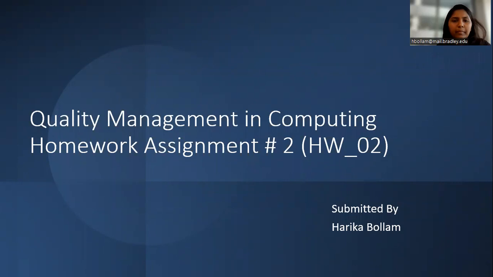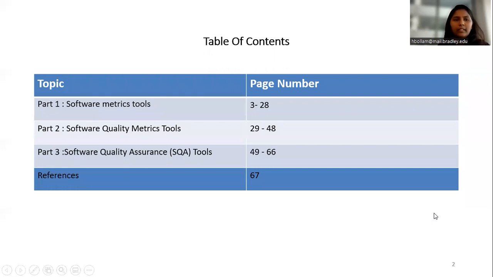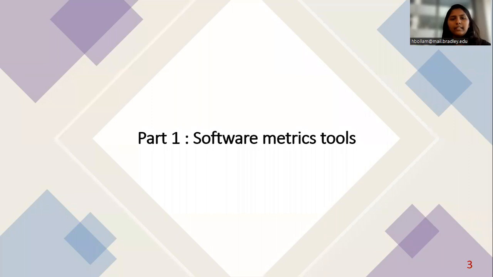Today, I'm here to explain my homework assignment 2 in the quality management in computing subject. This is the table of contents that I'm going to discuss for this assignment. There are mainly three parts: software metric tools, software quality metric tools, and software quality assurance tools, with the reference links of all these parts. Let's start with part one, software metric tools.